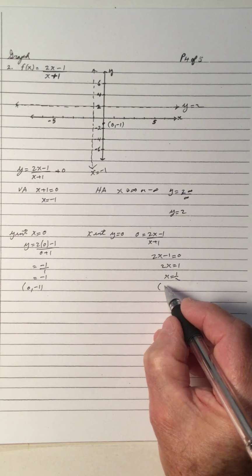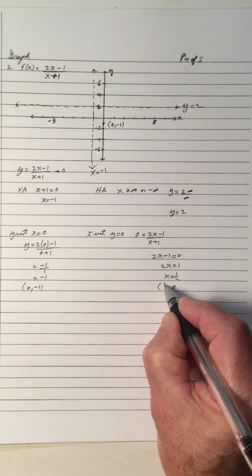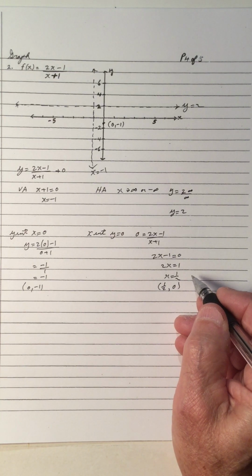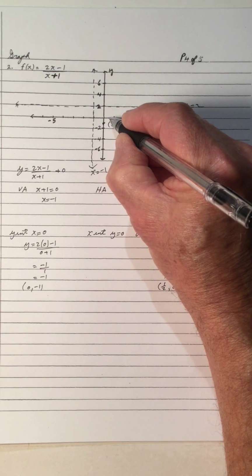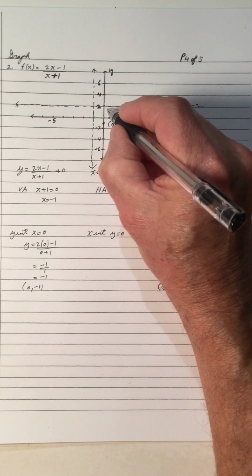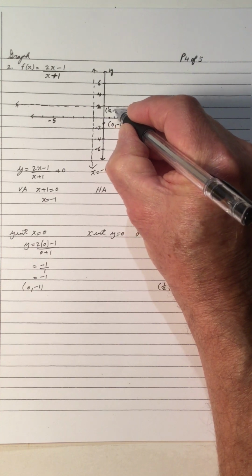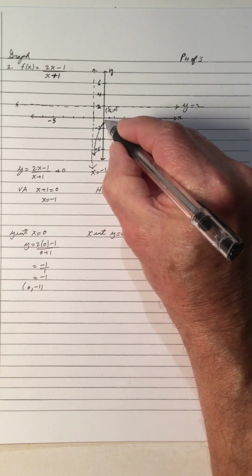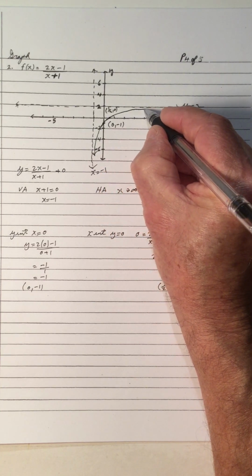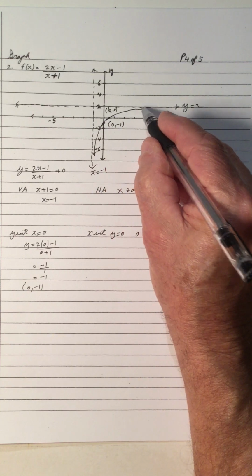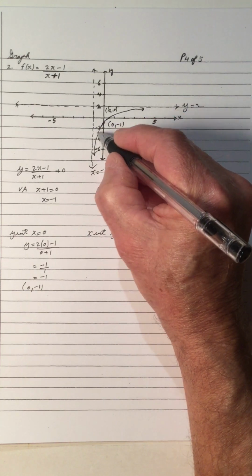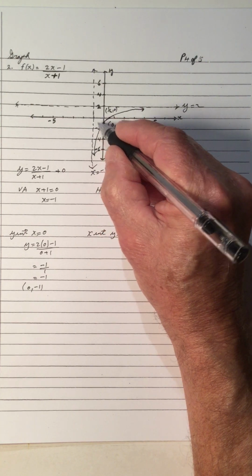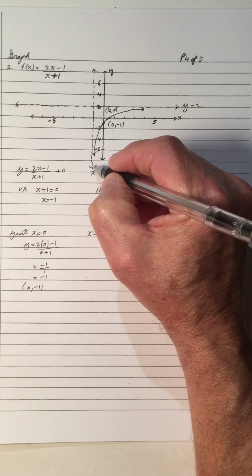So this is the point. Y is 0 and x is a half. So that's right here, that point there. X is a half, y is 0. So we can see that it's going this way. As x goes to infinity, y is approaching 2. And it comes down along here as x approaches negative 1, y is going to negative infinity.